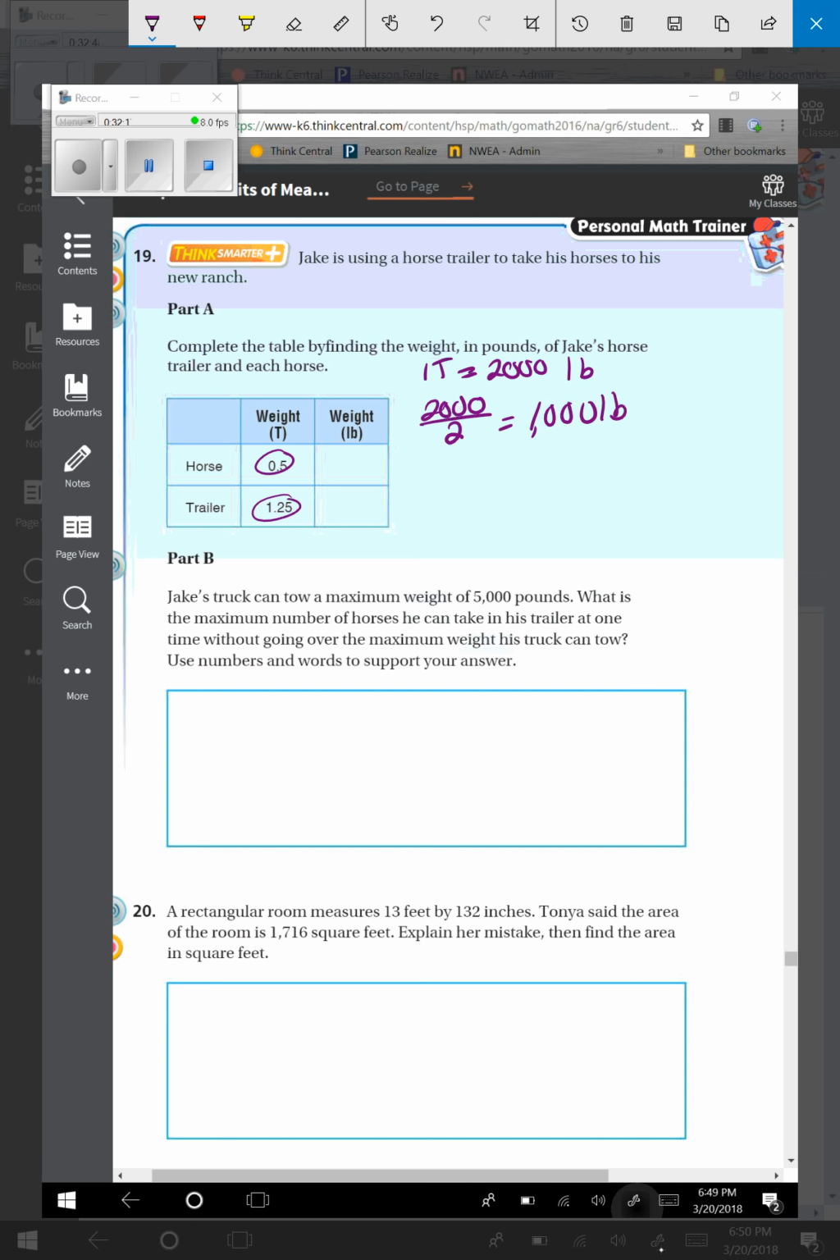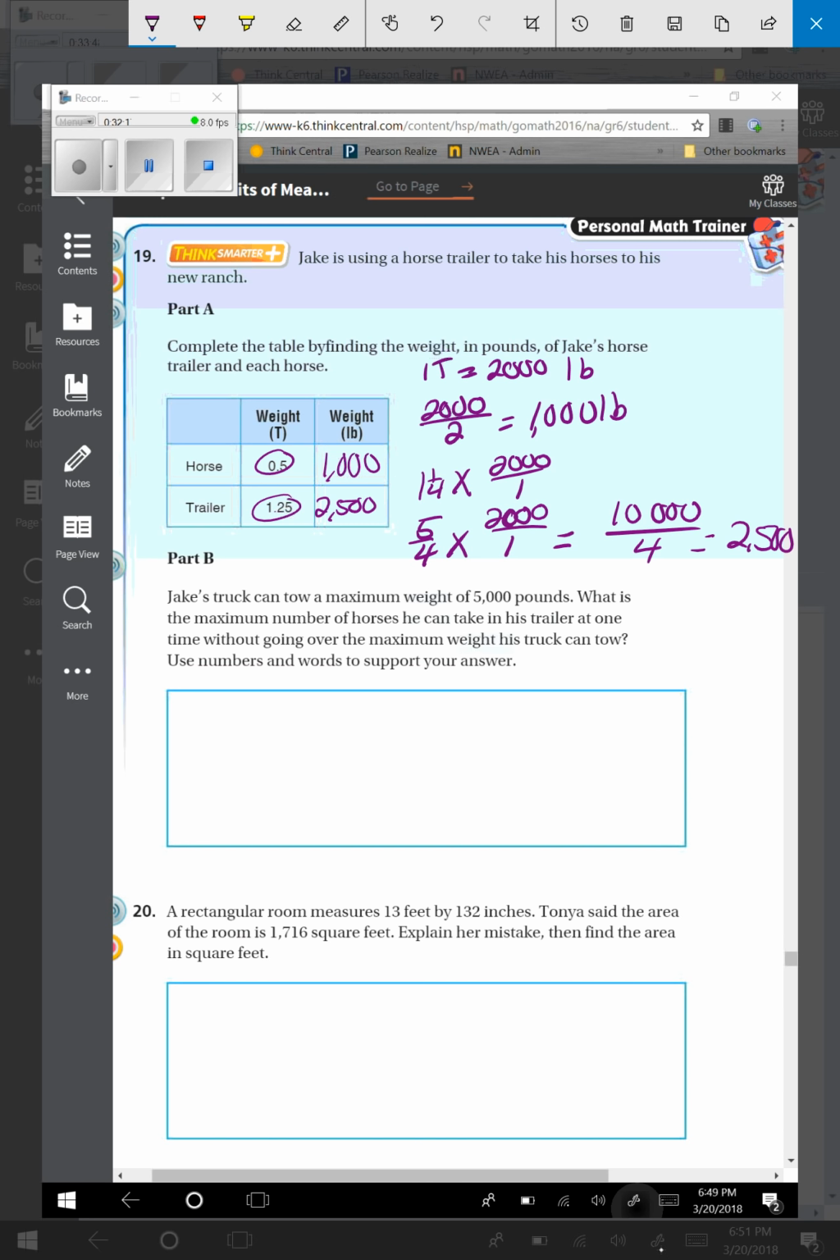So I'm going to take 1 1/4, that times 2,000 over 1. In order to do that, I'm going to make it a proper fraction, which is 5/4 times 2,000 over 1. 2,000 times 5 is 10,000, and 4 times 1 is 4. 10,000 divided by 4 is going to equal 2,500. So then we know that the weight of the horse is 1,000 and the weight of the trailer is 2,500.